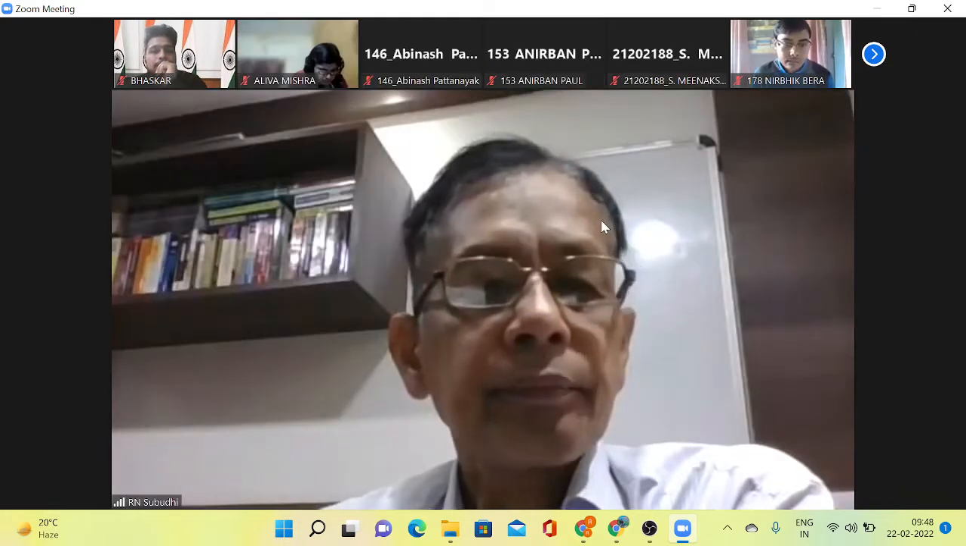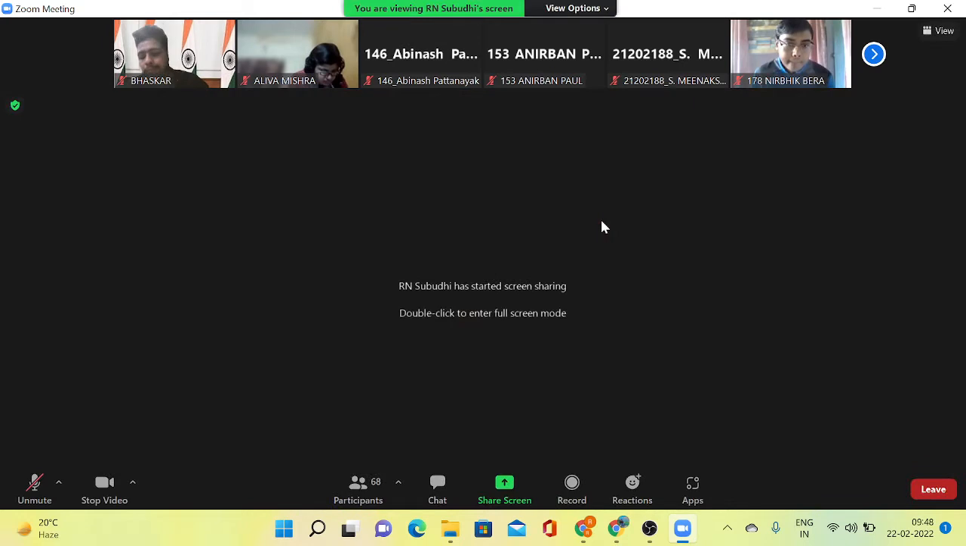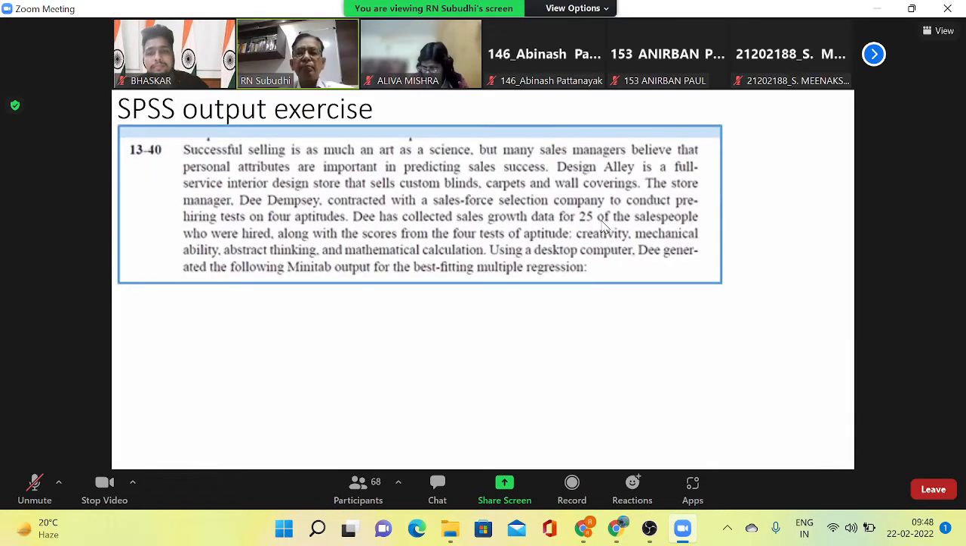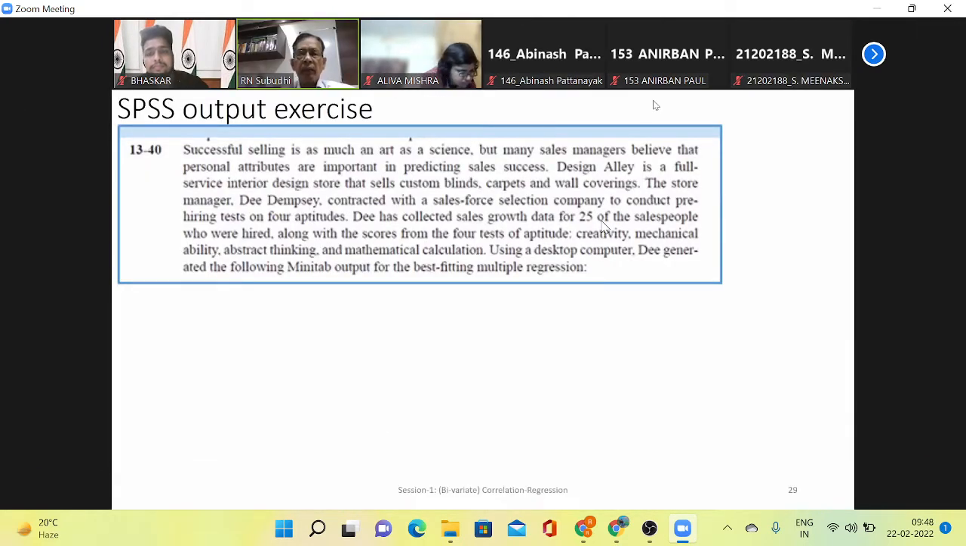Now, in the exam, two types of questions may come. One, data will be given, and using the normal equation formula you will solve and get the regression equation. The other type of question will be straight results. SPSS output or Excel output will be given. You have to interpret and understand the output.